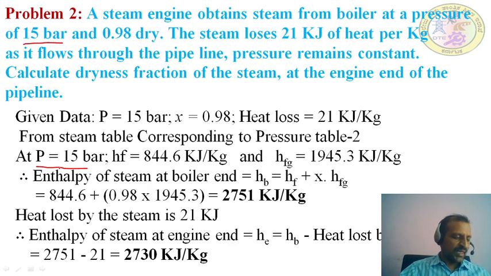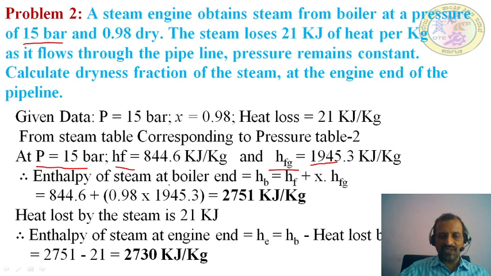Page number 12. Refer to the first column, that is, 15 bar pressure is given in the first column. From the 15 bar pressure column, go along the horizontal row. All the values are given here. From those values, hf is 844.6 kilojoules per kg. hf means it is the enthalpy of water. And hfg is given as 1945.3 kilojoules per kg. hfg means it is the enthalpy of evaporation of dry saturated steam.